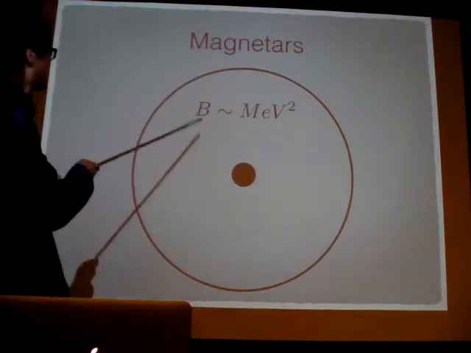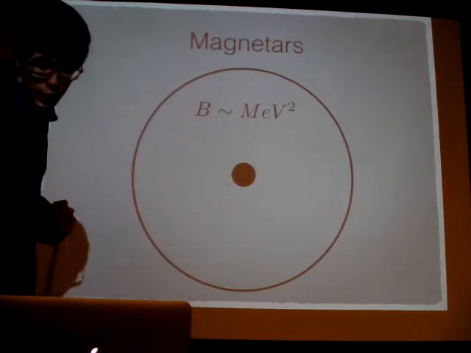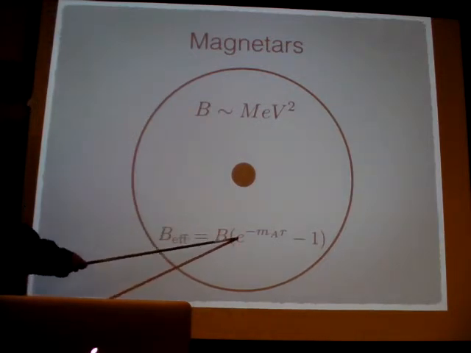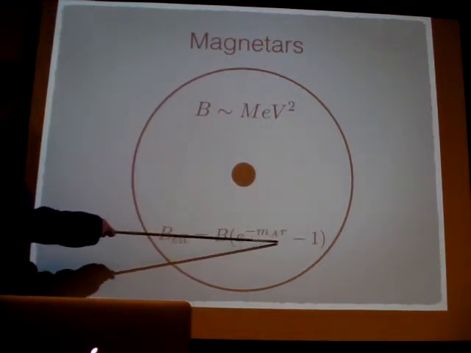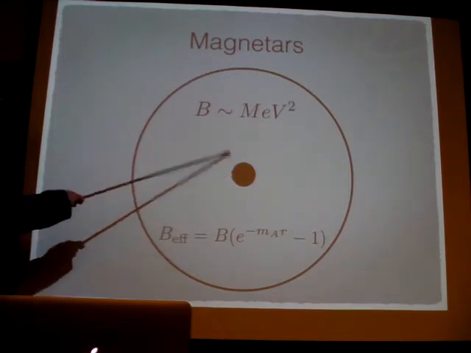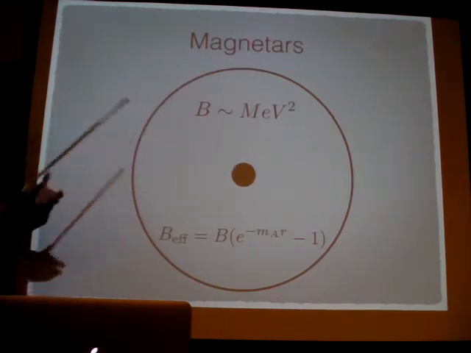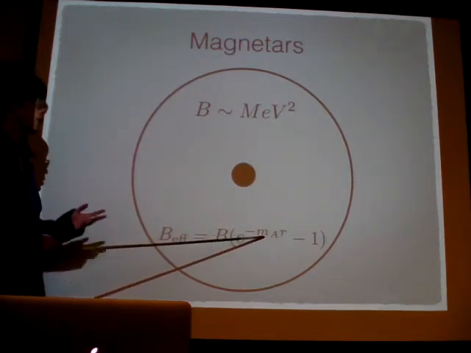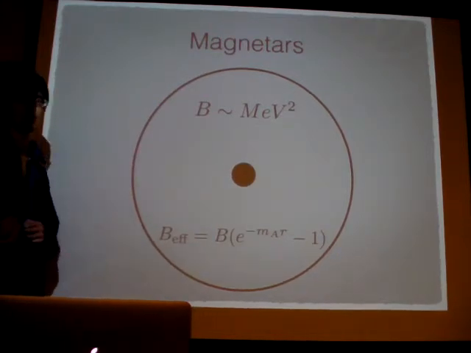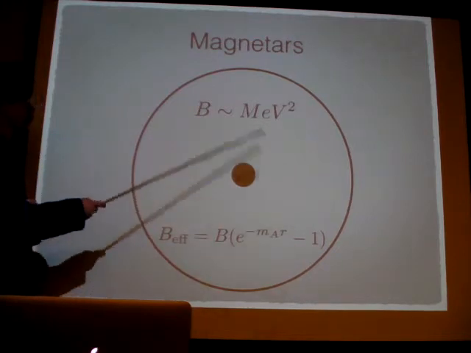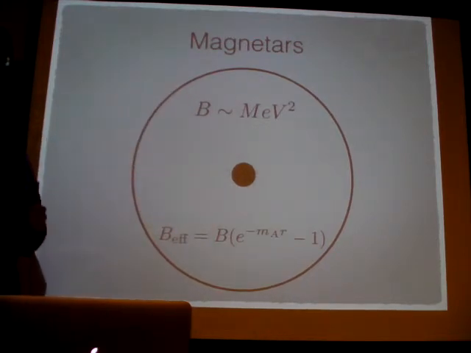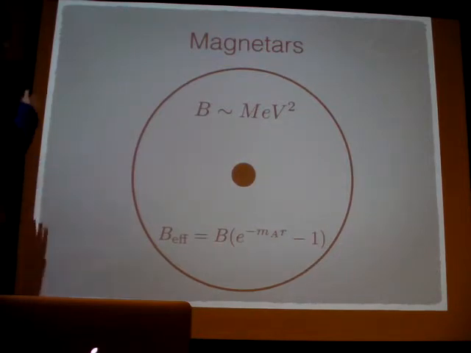So if the B field is of order MeV squared, the effective B field is going to be screened because, remember, as I mentioned before, you have to be far enough away from where the magnetic fields are being generated. So as long as m is essentially larger than 1 over 10 kilometers, what you'll be seeing is basically the full magnetic field, and you won't be in this region where the B field hasn't been screened yet.